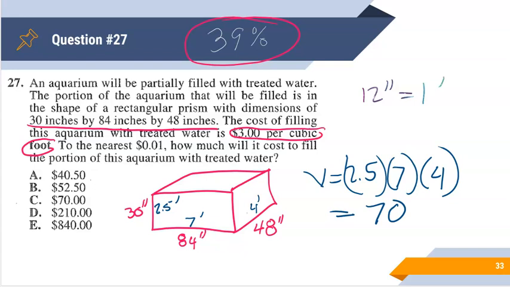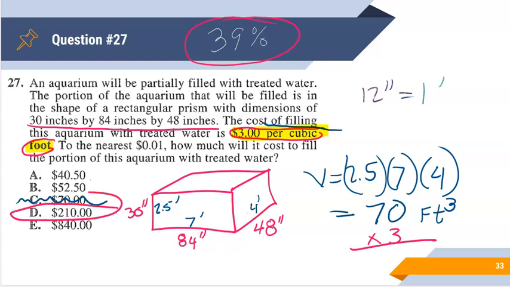Now be careful, that answer is there. That's the volume, right? 70 cubic feet. Now we're told that it is $3 per cubic foot. So I need to take this number and multiply it by 3, and we get our choice, letter D. Be careful on that one, Alex.